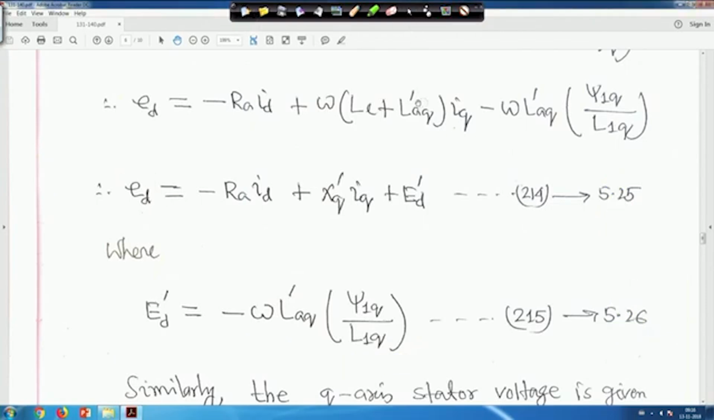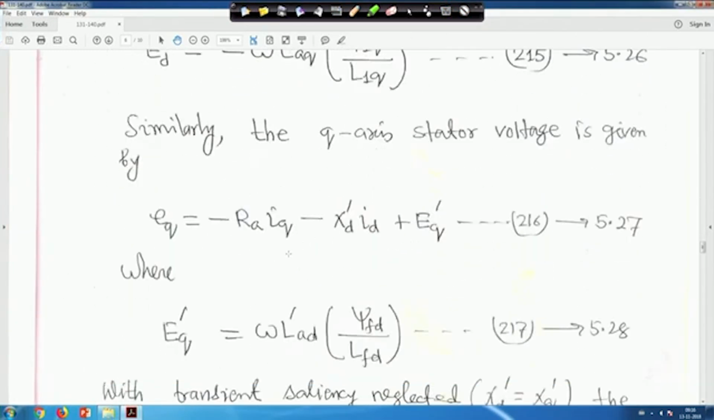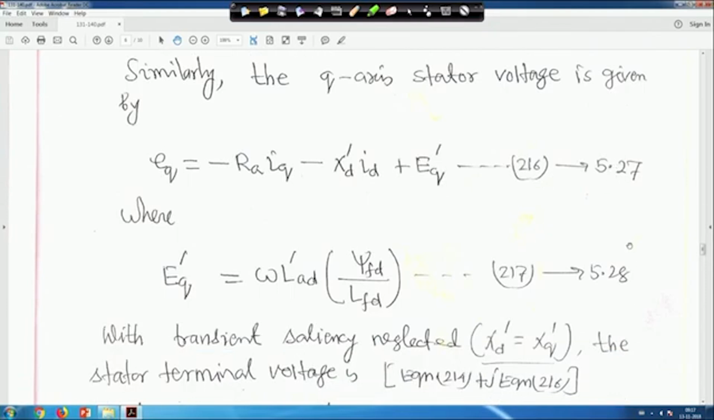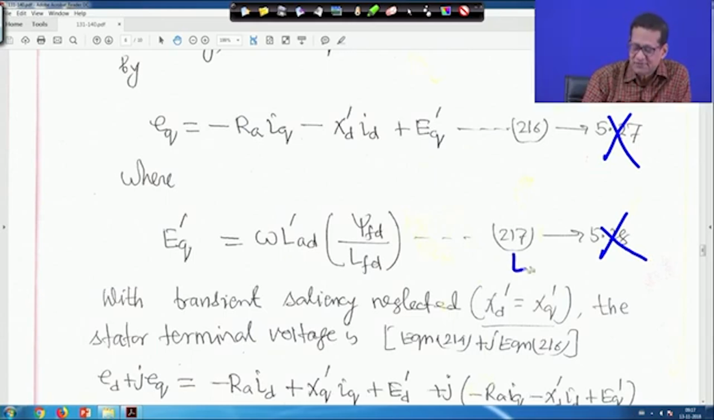Similarly, the q axis stator voltage is given by, going to the equations derived before, E q is equal to minus R A I q minus x d dash I d plus E q dash. This is equation 216. This is also for my reference, where E q dash is equal to omega L A d dash into psi f d upon L f d. This is equation 217.